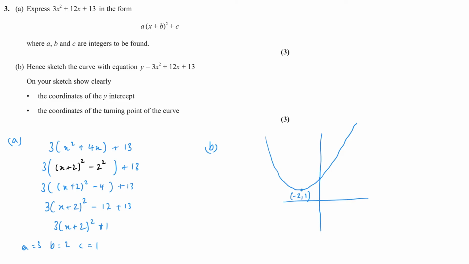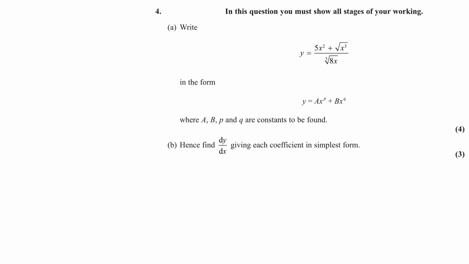Okay, so it doesn't cross at plus 1, because if x is 0, then it's 2 squared is 4, times 3 is 12, plus 1, 13, which is my original here. Okay, so that's 13, and then that's the y-axis, 0, and the x-axis. Okay, so we've got the coordinates of the y-intercept, the coordinates of the turning point. Okay, shape of the graph, axes. Job done.